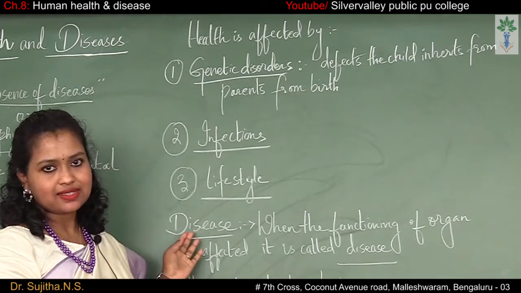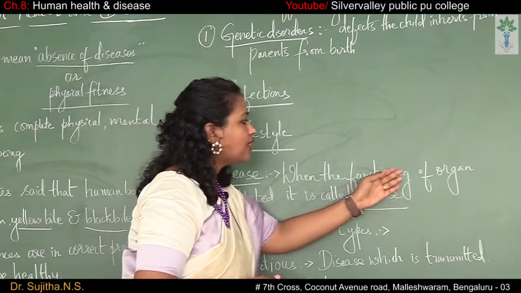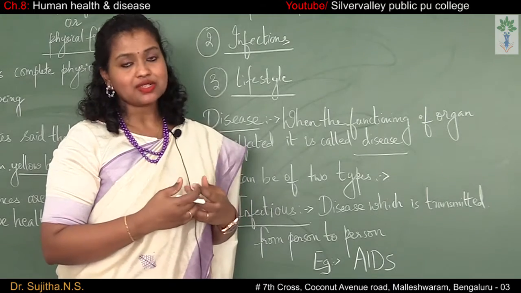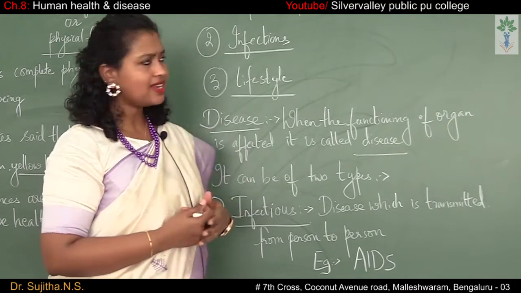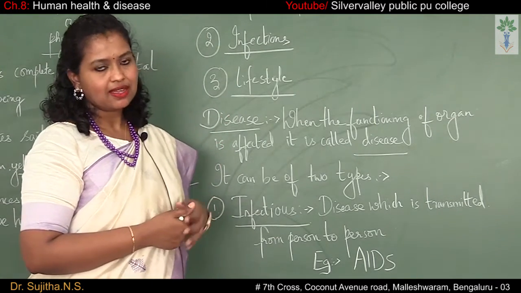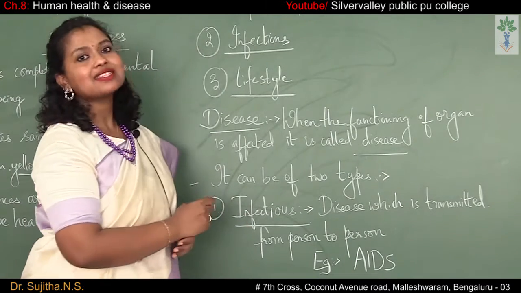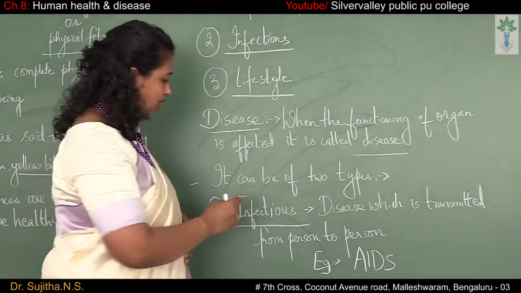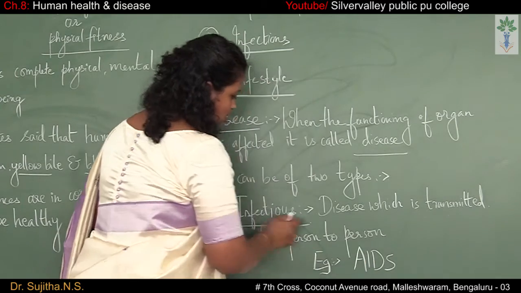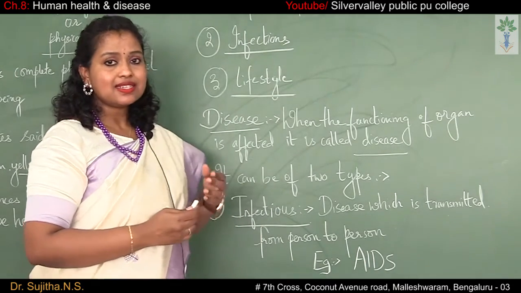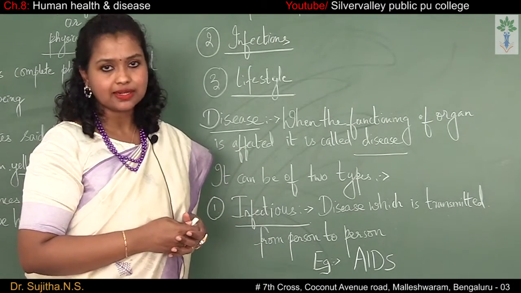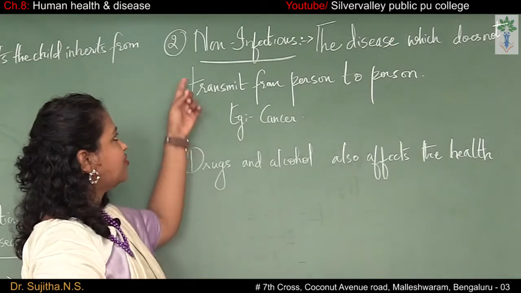Now, what do you mean by disease? Disease means when the functioning of an organ is affected, then you call it a disease. When the body functions are not happening properly due to various reasons like this, then it results in diseases. Now there are 2 types of diseases. The first one is infectious disease and the second one is non-infectious disease. What do you mean by infectious disease? The disease which is transmitted from person to person is called infectious disease. That means this disease is contagious in nature. It is transmitted from one person to another person. For example, AIDS.